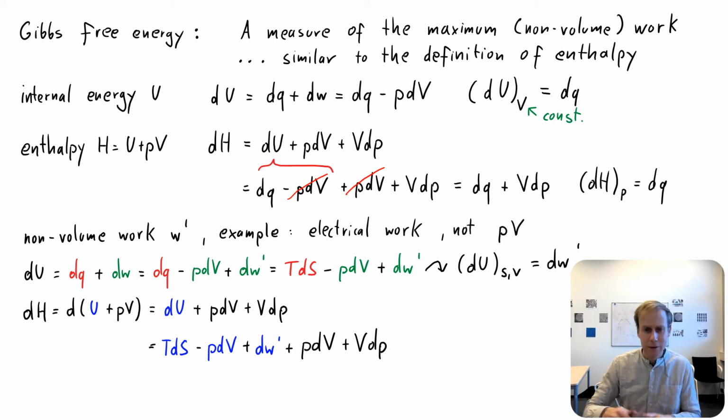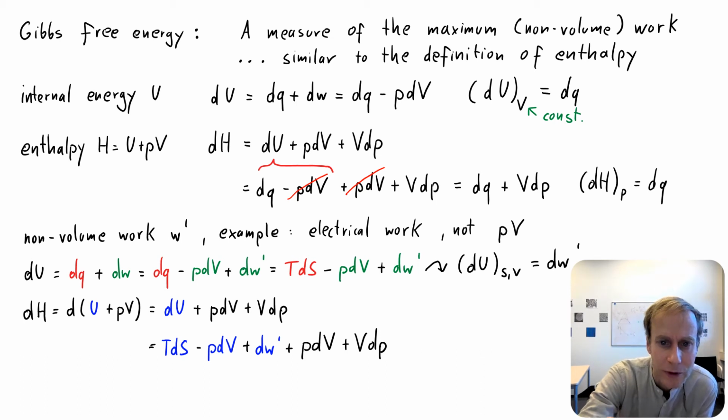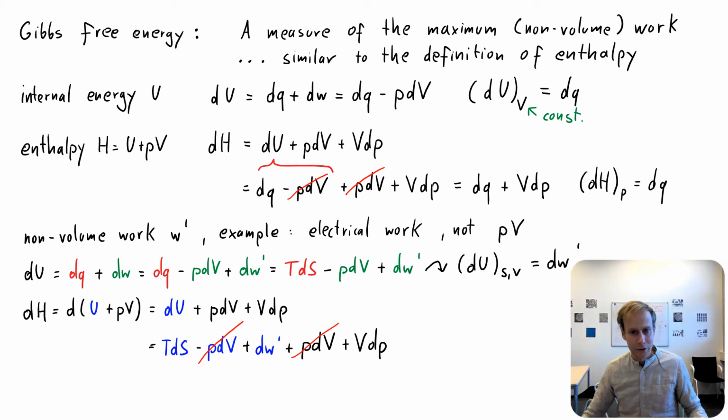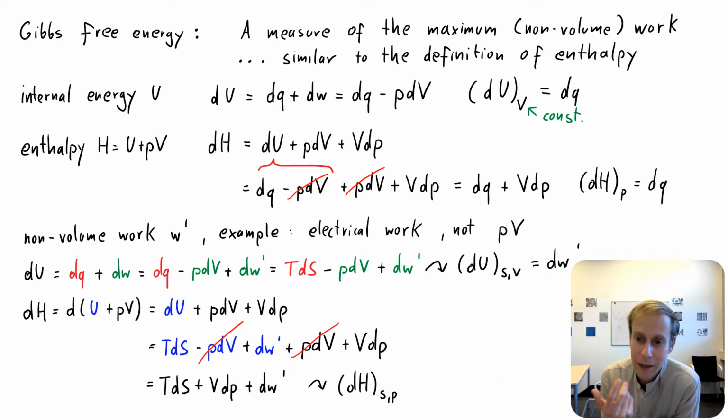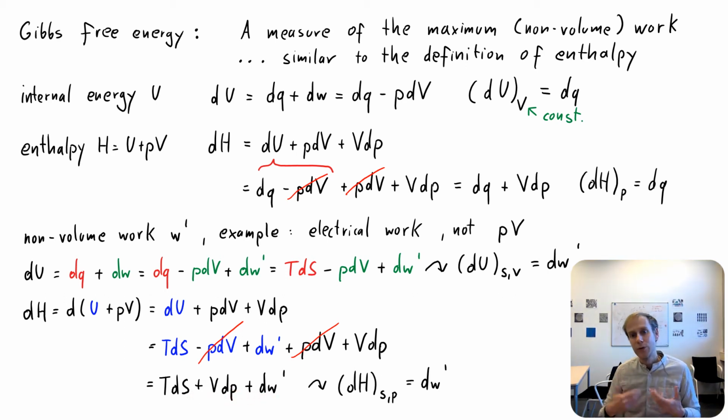And what do we see? Let's take a look. I'm going to see that this part here and that part, again, they cancel each other out. Okay, and then all that is left is TdS plus VdP plus the amount of non-volume work. Okay, now we see a change in enthalpy at constant entropy and constant pressure, which means dS is 0 and dP is 0, corresponds to the amount of non-volume work that a system can perform.